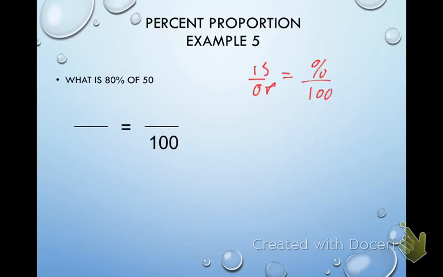So here we go. What is? Doesn't know is. That's the x. 80%. Okay, the percentage is always on the right. Of 50. Congratulations, of's at the bottom.